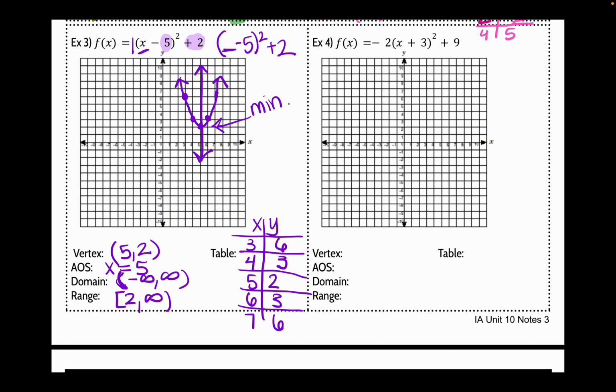Okay, number 4. So we have negative 2 times (x plus 3) squared plus 9. So our vertex, so this is a plus 3 and a plus 9. So your vertex is going to be the opposite, negative 3, but still a plus 9. Okay, so it was the opposite of what's next to your x. Your axis of symmetry is x equals negative 3. And then our a is negative 2. The negative 2 means it's going to be pointing down. So that means we're going to have a maximum for a vertex.